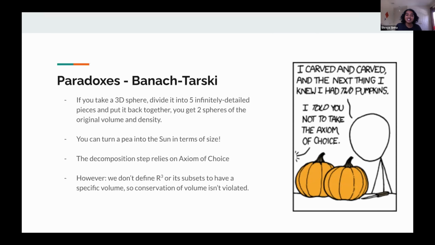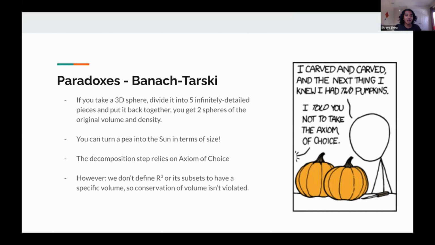for a couple reasons. But it's interesting to think about the proof for a second and understand that it relies on the axiom of choice. Without the axiom of choice, it's not true. And so one may think, okay, well, if I can turn a pea into the sun in terms of size, then the axiom of choice is clearly not, it's very contradictory to our reality.